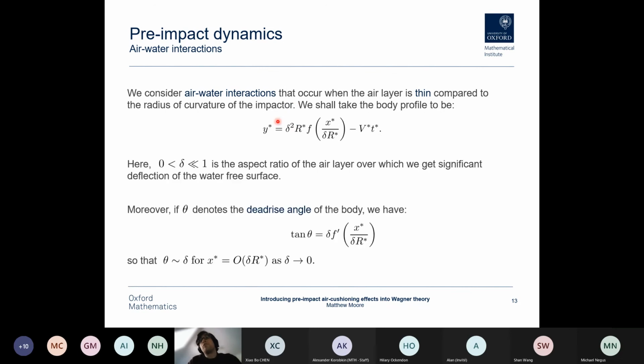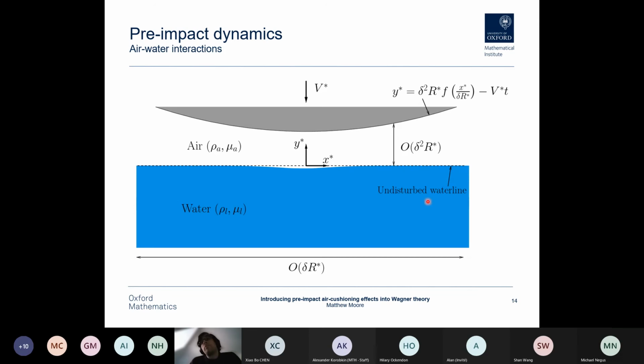It can also be thought of as the angle of the impactor when it's written in this form. So this delta is saying that we've got a shallow body in some sense. It's quite long, but sorry, what do I mean? It means that its angle to the horizontal is quite small. Yeah, sorry, its aspect ratio is quite small. So this is what delta is representing here. Under that assumption, the important aspect ratio is going to be order delta. So we're looking for interactions over a vertical length scale of order delta squared r, while the horizontal length scale is much longer than that.